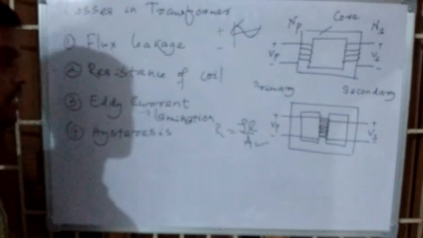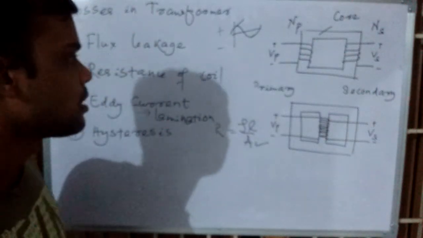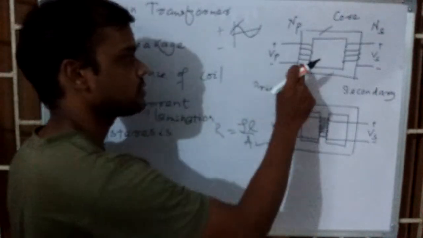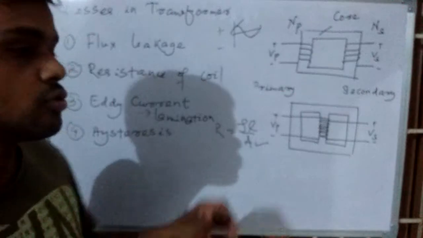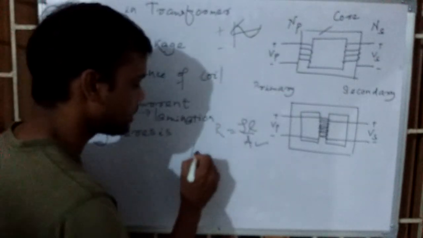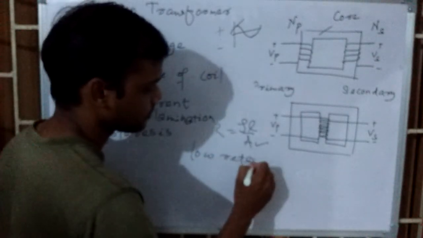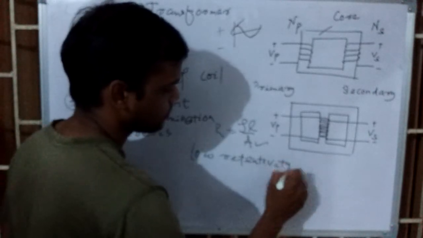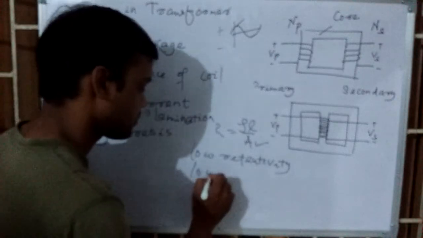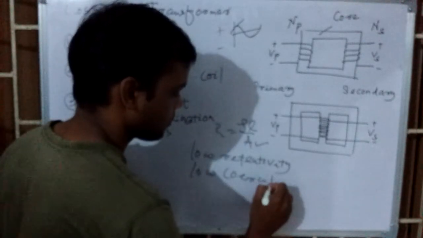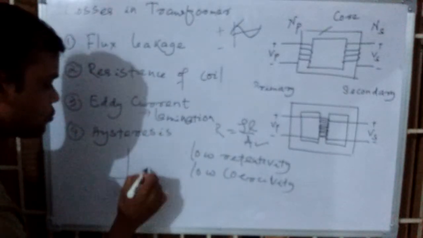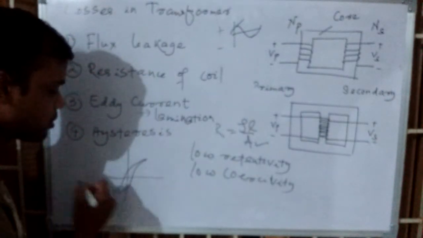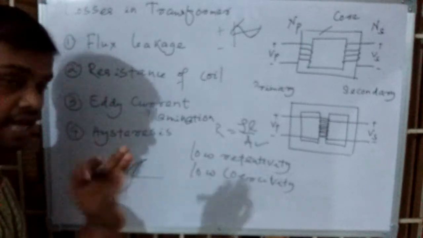The last one is hysteresis. How to reduce the hysteresis loss? Of course, in the hysteresis process the material is solely responsible. That means we should choose a material which has low retentivity and of course low coercivity. In other words, we should choose a material whose hysteresis loop is not very wide, it is narrow.